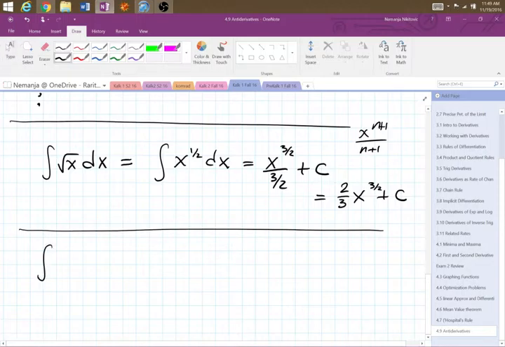How much is the integral of secant squared x dx? Tangent x plus C. Good. Why? Because we know the derivative of tangent is secant squared. I hope.